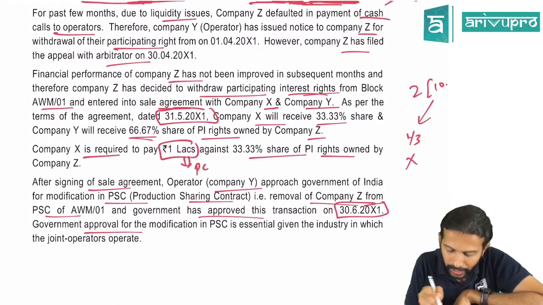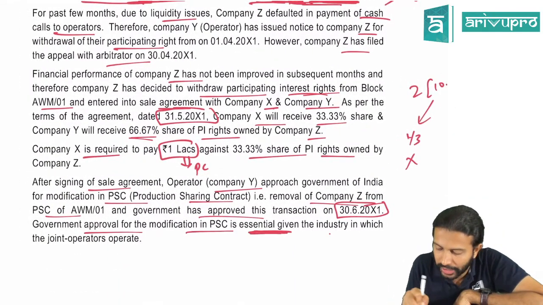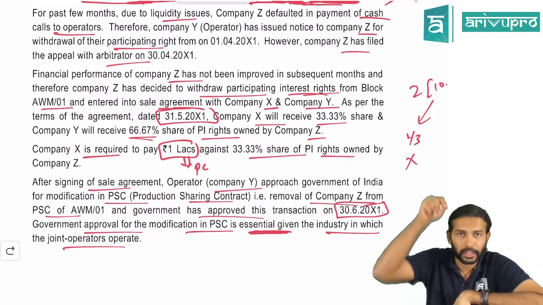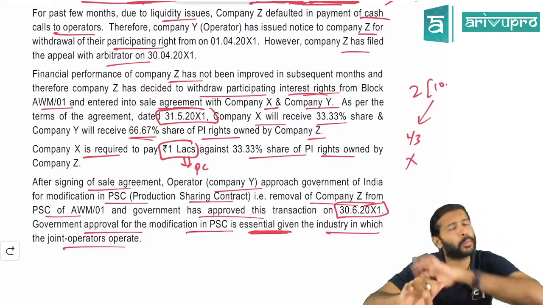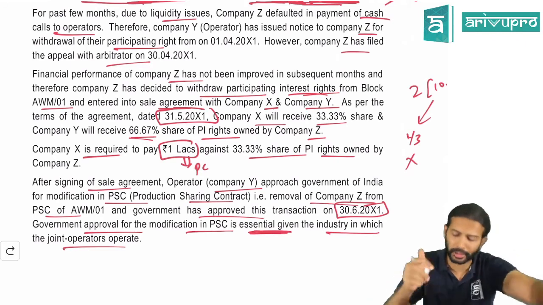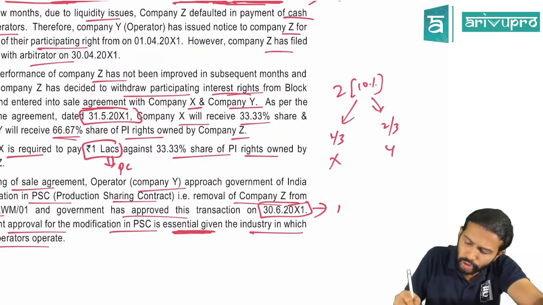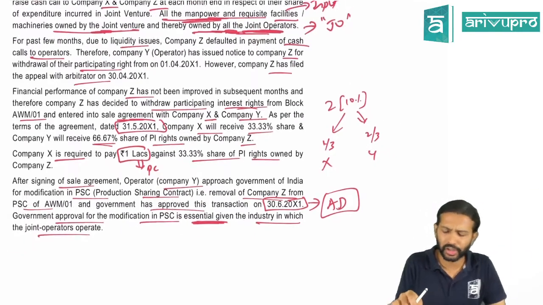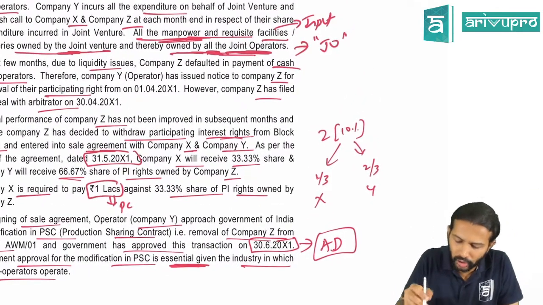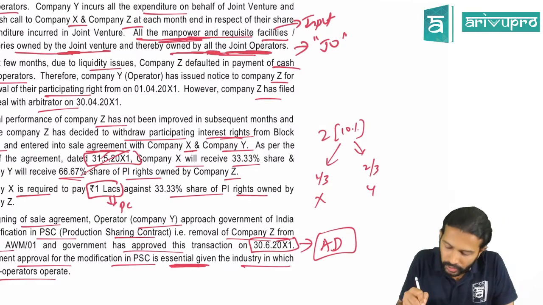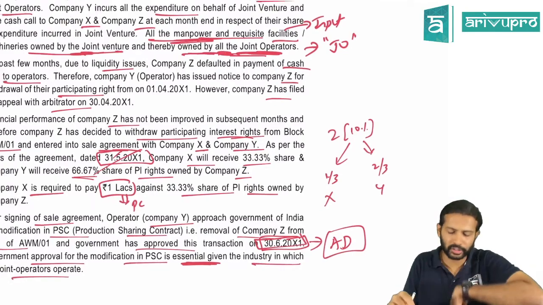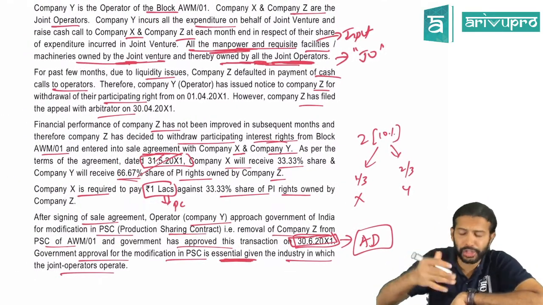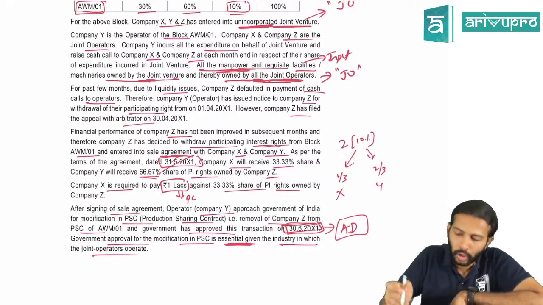Check: government approval for modification is essential given the industry in which they operate. That means it is a must. Without government approval, you cannot go ahead with this agreement. So this 30th June will be the acquisition date. You need to do all your business combination activity on 30th June over here and not 31st May, in this particular problem. Hope you got it, because the government approval is very much essential for the agreement to go through.